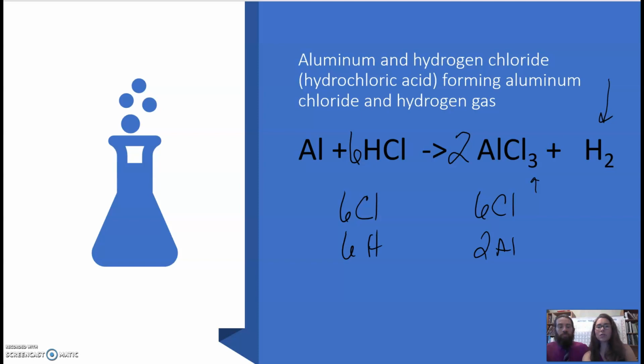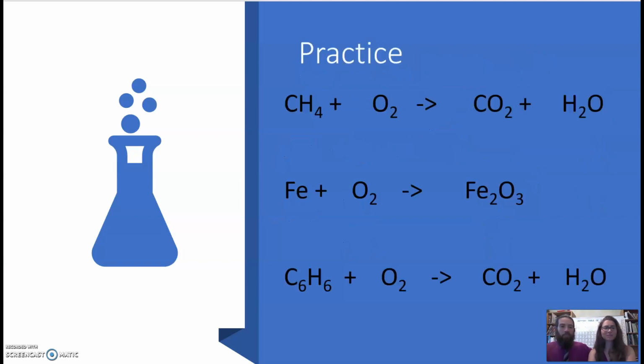So I balanced my chlorines. Now I'm going to look to that hydrogen and then go backwards. So I have 6 hydrogens. I'm going to go back to the other side, and I have 2 hydrogens here. In order to make 6, I need a 3 out front. So now I have 6 hydrogens here. And now we just have the aluminum. Put a 2 out in front. 2 aluminums. I got excited because I was going to go check. Check, check, check. It's balanced. And now we have our mole-mole ratios.